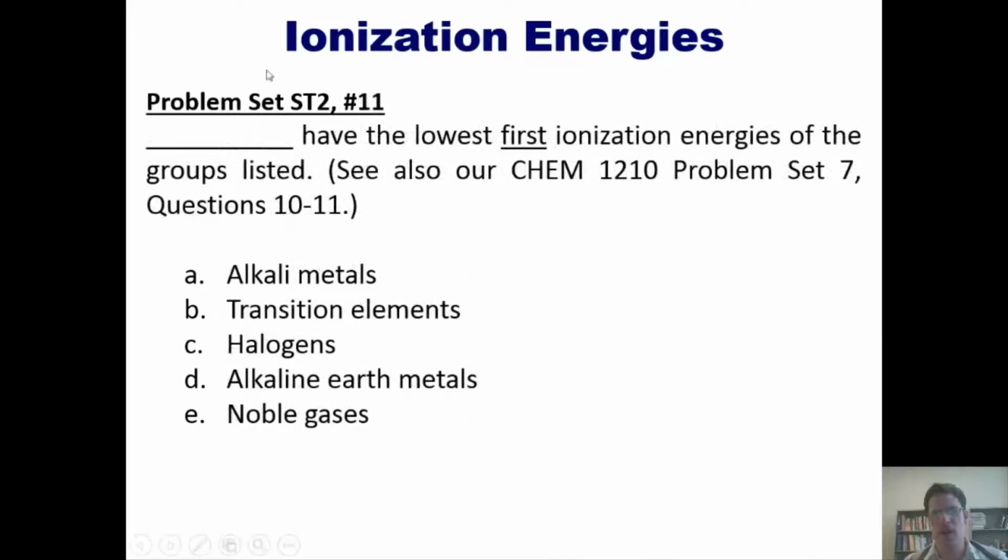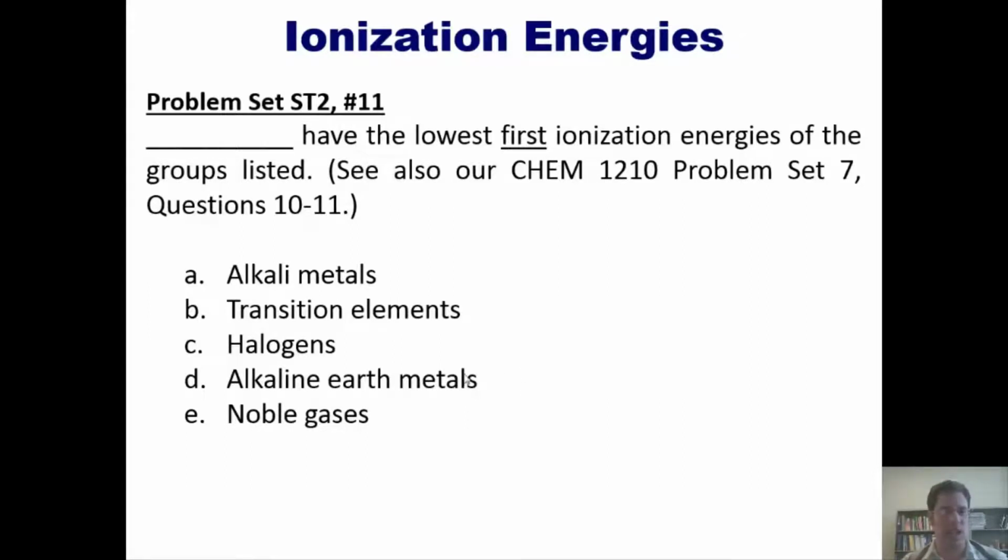Here's another one. Which of the following, listed down here, has the lowest first ionization energies of the groups listed? Now remember, the answer is going to be the category of elements that want to give up their first electrons the most. Alright, that takes us to the end of this subject.